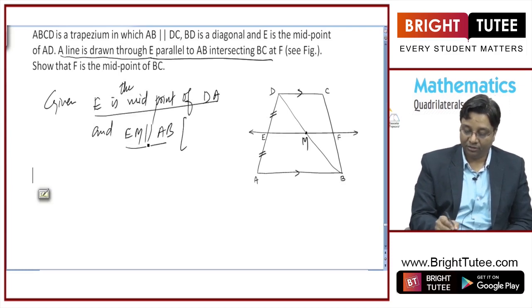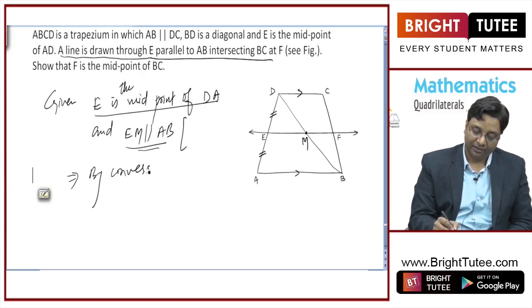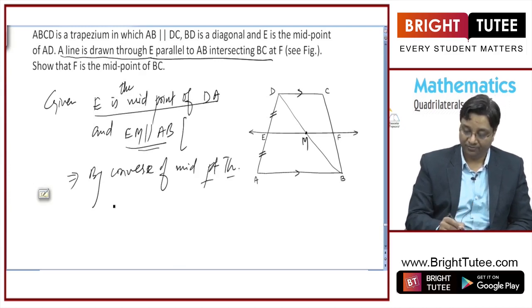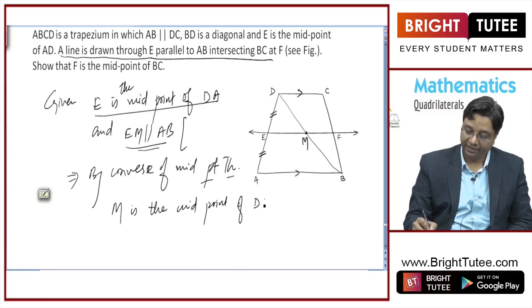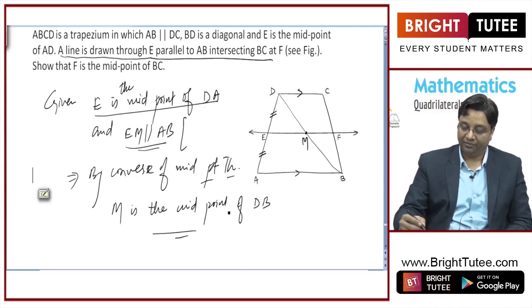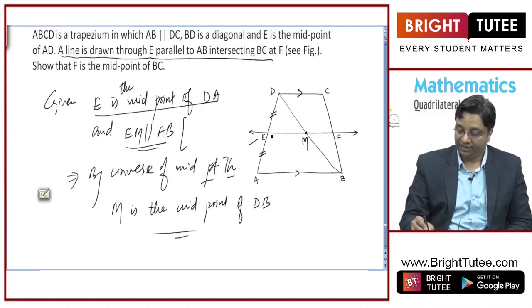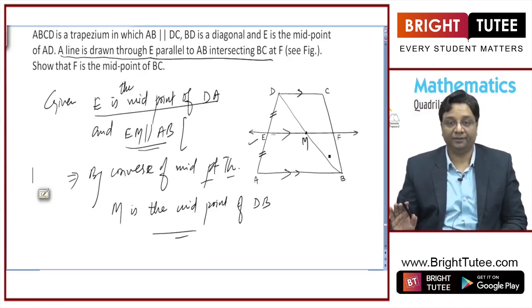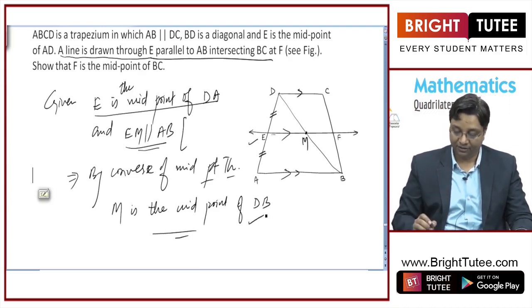Now once you can say these two things, then I can say by converse of midpoint theorem, right? I am writing these in short forms. M is the midpoint of side DB, right? I am taking this triangle DAB, E is midpoint of AD, EM is parallel to AB, so by converse I can say M is midpoint of DB. Okay, this much I have got.